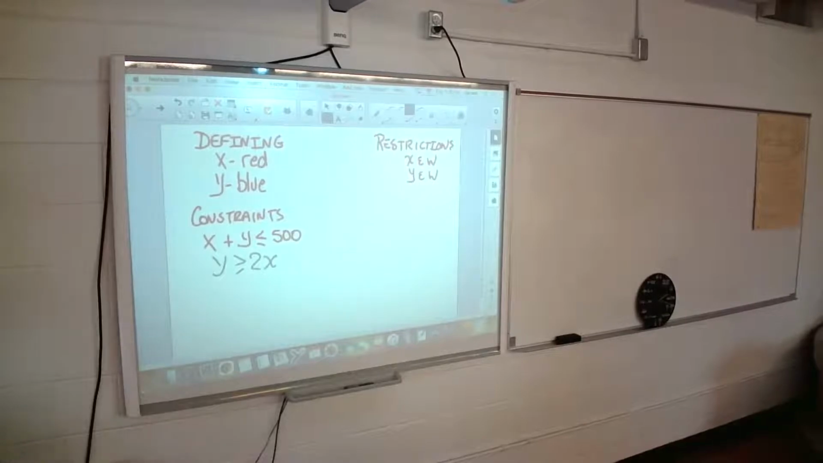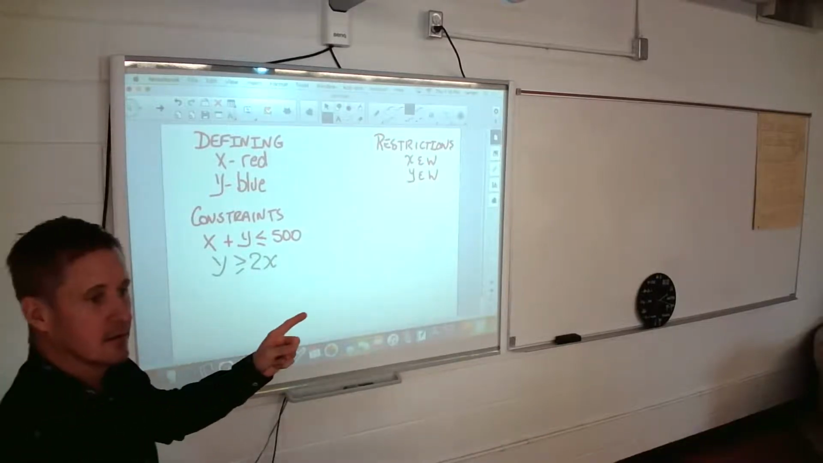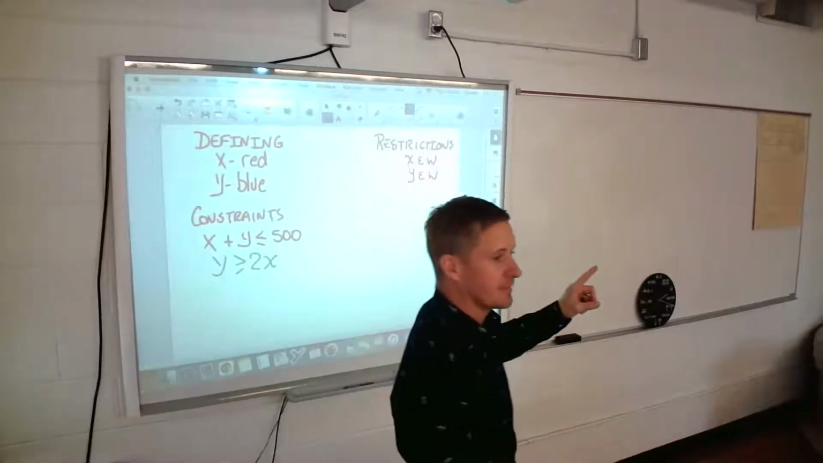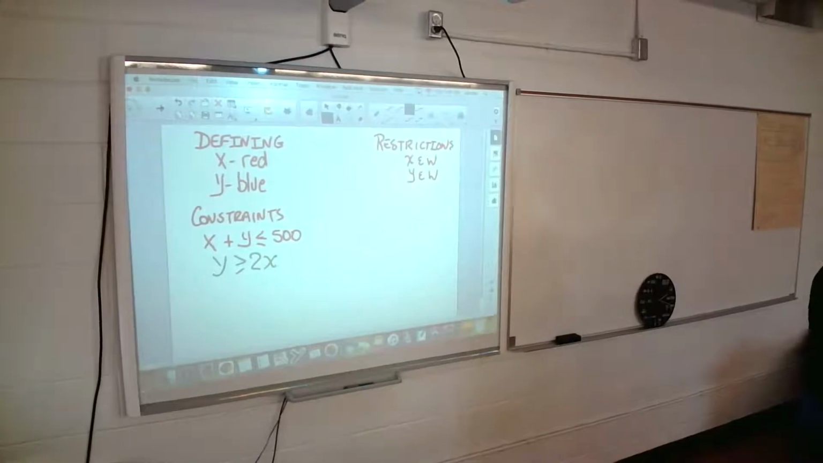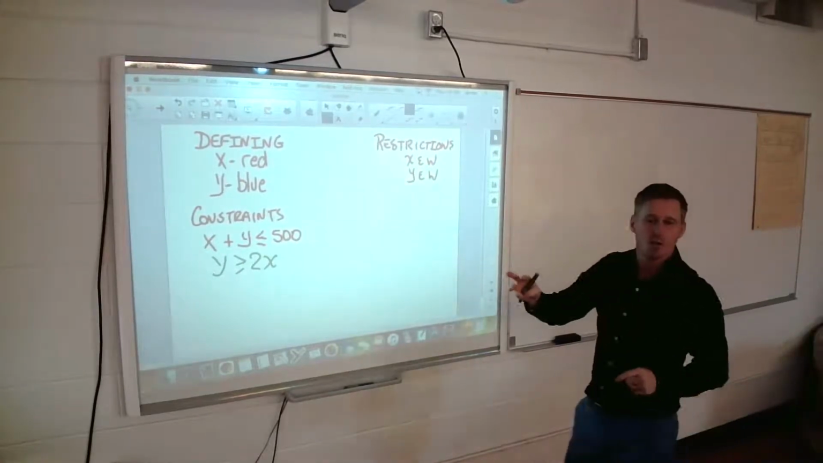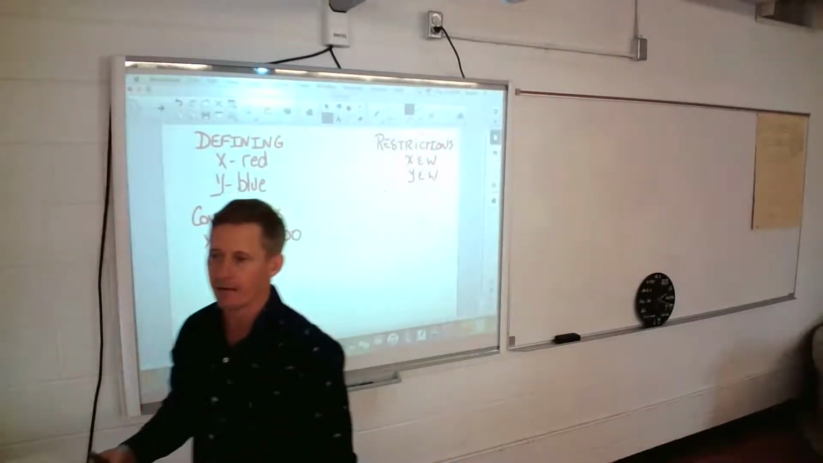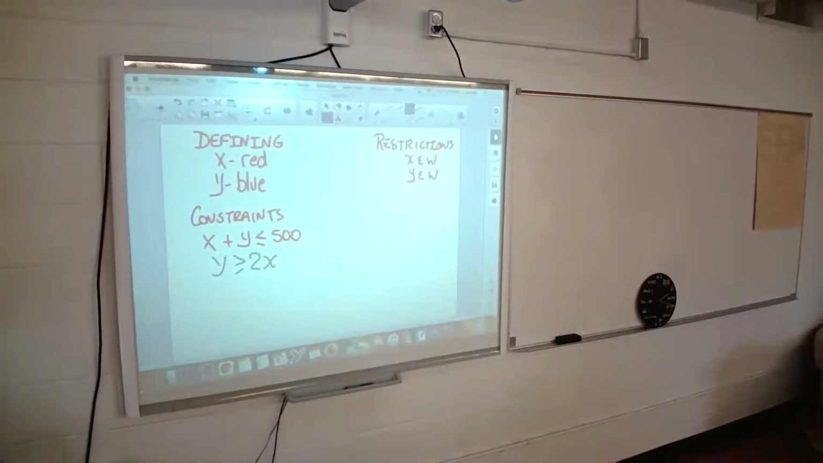But then if I have a second red shirt, how many blue shirts do I have to have minimum? 4. But I could have 5. That's still twice as many, isn't it? That's still at least twice as many. So if I have 3 red shirts, what's the minimum number of blue shirts I can have? 6. Could I have 7?